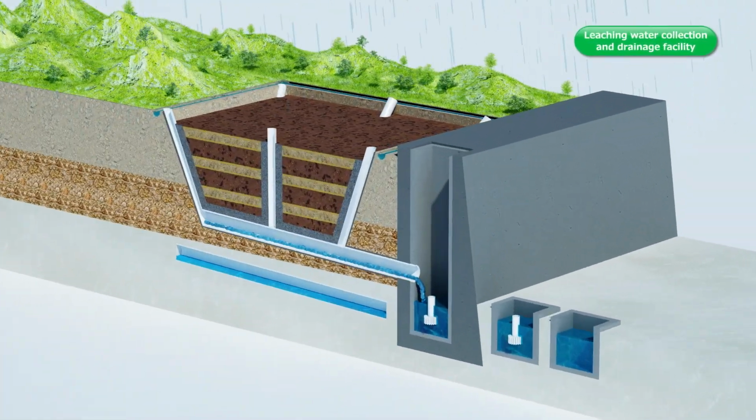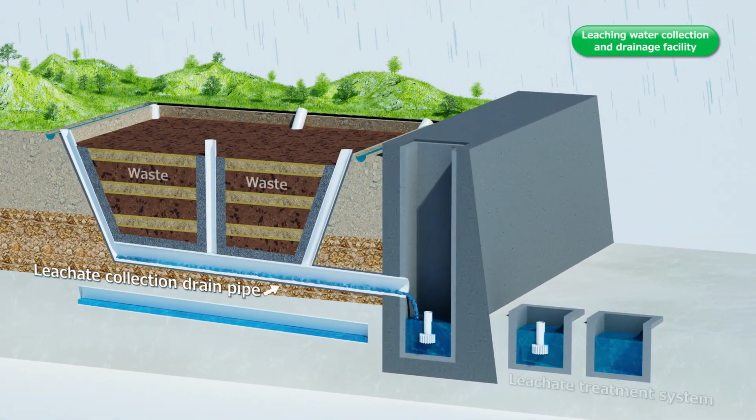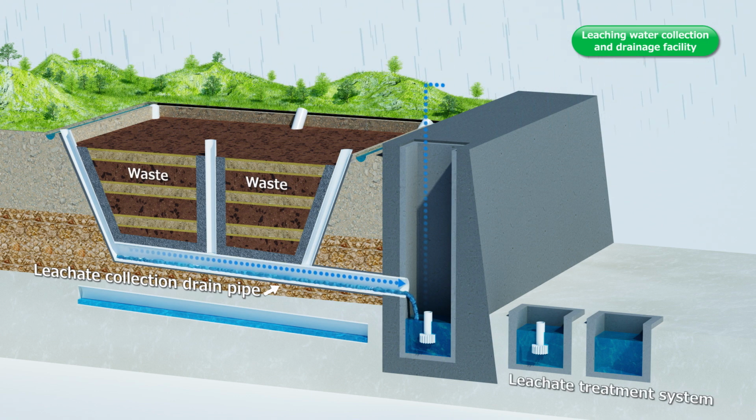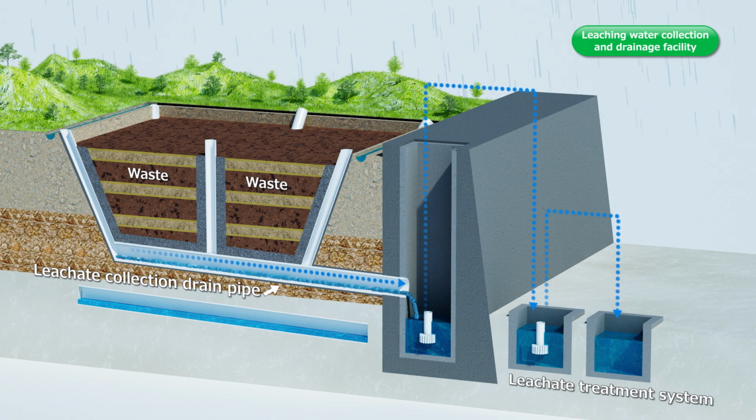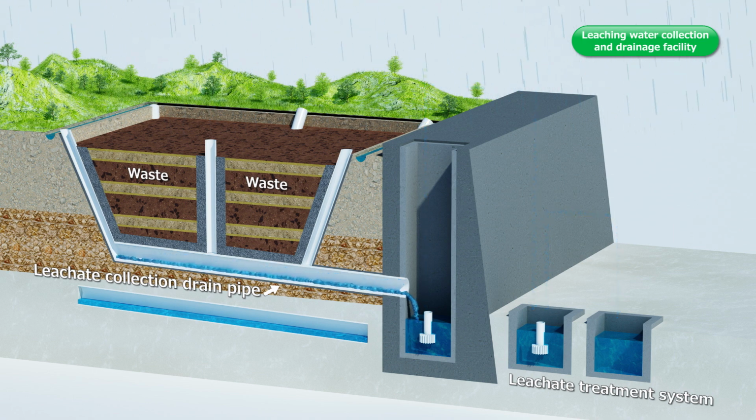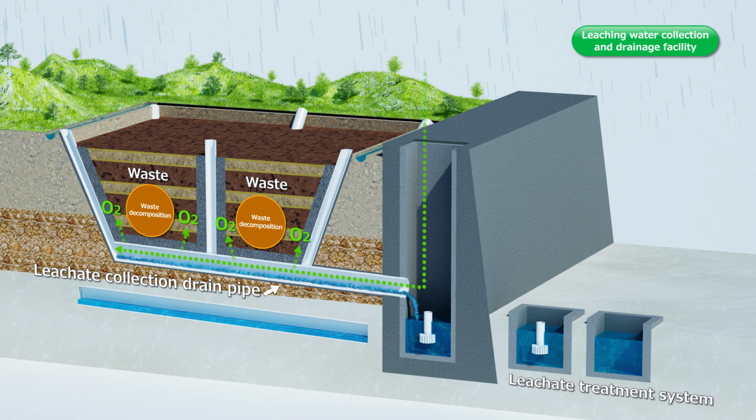The purpose of installing the leachate collection and drainage system is to prevent water retention by quickly discharging the water contaminated by the waste in the landfill layer to the out-of-sight leachate treatment system. At the same time, perforated leachate collecting and draining pipes supply air to the inside of the landfill layer to promote waste decomposition by microorganisms.